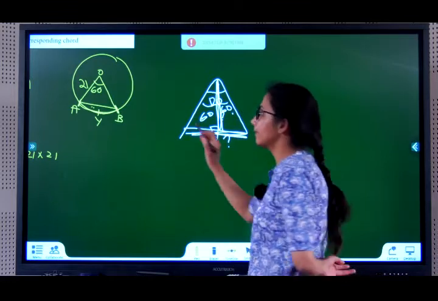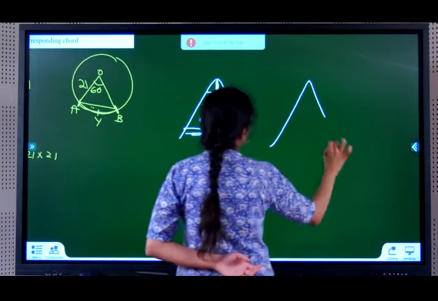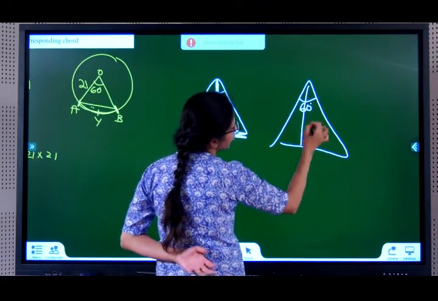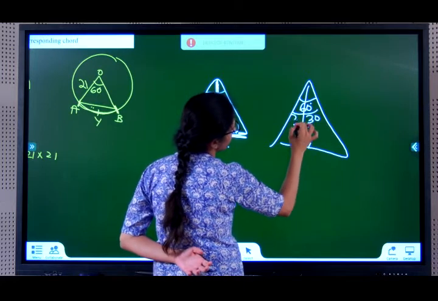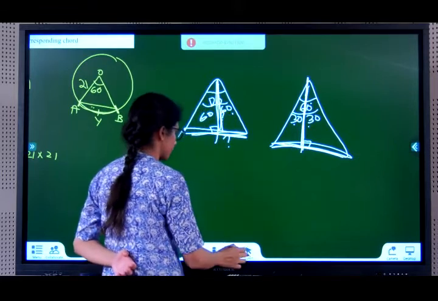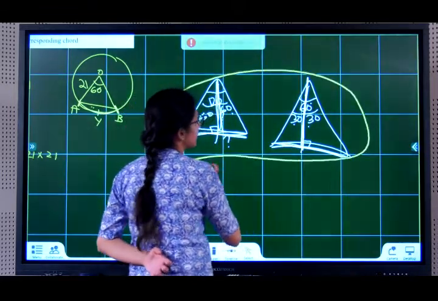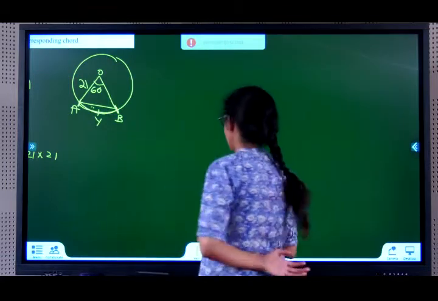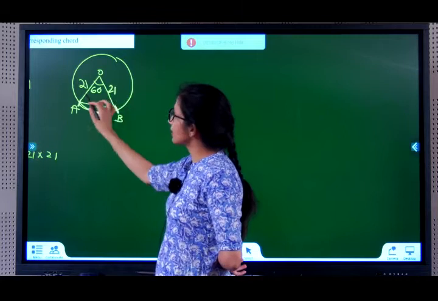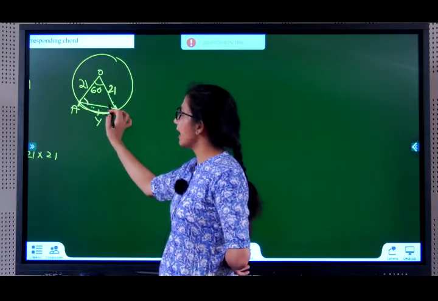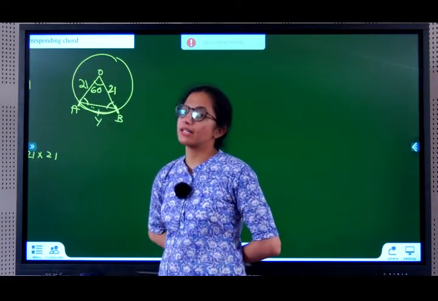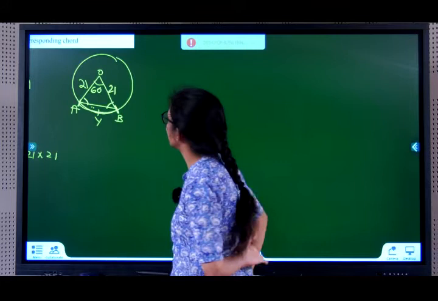You can do the same technique for the 60. Same way, drop a perpendicular, then prove that these two triangles are congruent. So 30, 30. Then find this side length, half into base into height. This is one technique, but it's a little long. Since this is an equilateral triangle, why equilateral? This is 60 degree and these two sides are equal. Therefore, this angle has to be equal to this angle. x plus 60 degree is equal to 180 degree. You will find x to be 60 degree.